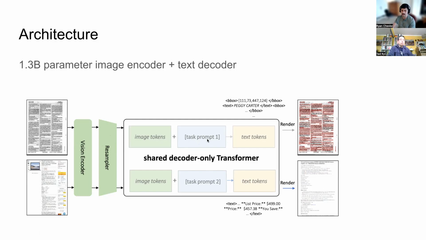It's not some massive billions of parameters. The whole thing, the whole package, the encoder and the decoder, is only 1.3 billion parameters. So in modern terms, it's relatively small.